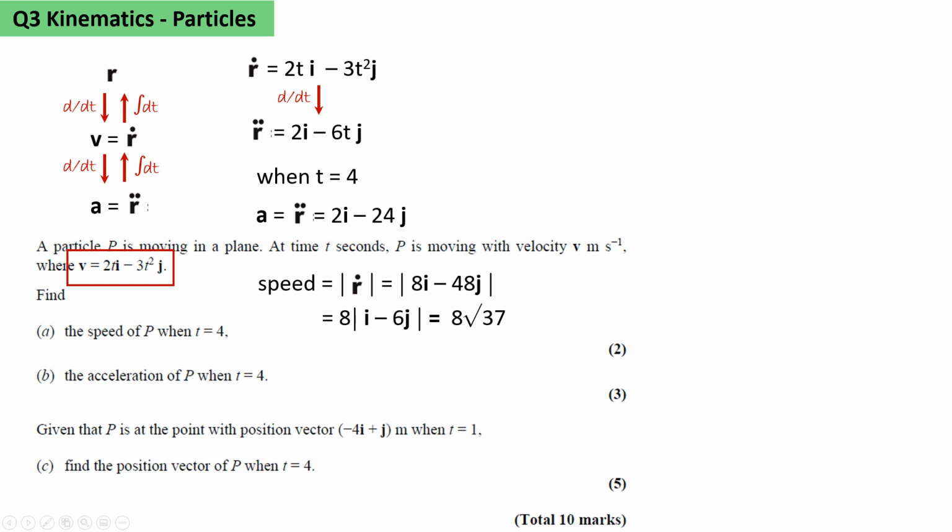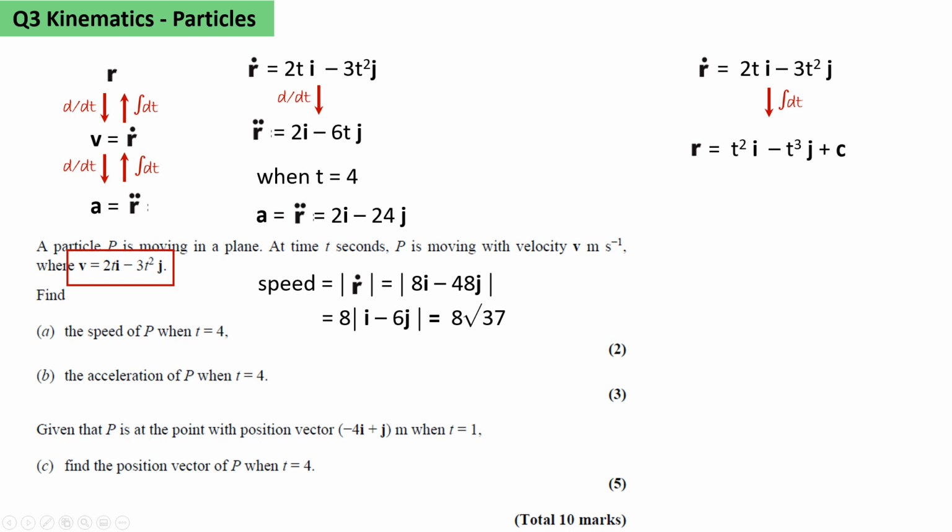Then we're told P is at a point with position vector minus 4i plus j when t equals 1. We've got to find the position vector of P when t equals 4. So let's write the r dot expression again. To go from velocity to displacement, to go from r dot to r, we integrate. We integrate 2t to get t squared, minus 3t squared to get minus t cubed, and we have a constant of integration c, which itself is a vector.